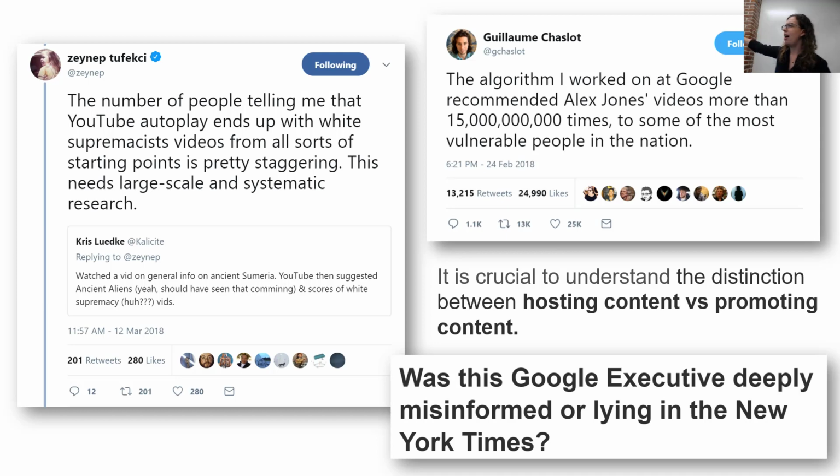And I covered a lot of the history around YouTube and what research has been done. My post was "Is this Google executive deeply misinformed or lying in the New York Times?" It covers a very misleading interview that a YouTube executive recently had, and I go into a lot of the history and the research.